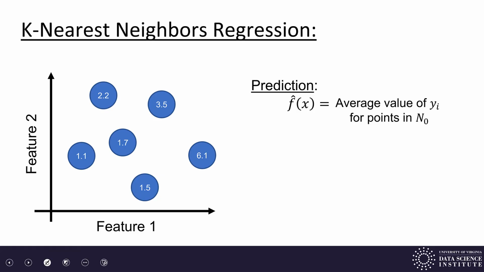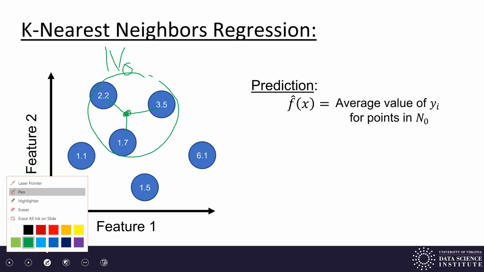Let's pick a new data point. We'll insert a new data point into our field, and we want to predict what the y value should be that we're going to assign to this new data point. In this case, we're going to do 3 nearest neighbors again. Those are the 3 nearest neighbors. Again, this set of points that are its nearest neighbors, we call that neighborhood N naught. The prediction for this new data point is going to be the average value of all the y values for points in the neighborhood N naught.